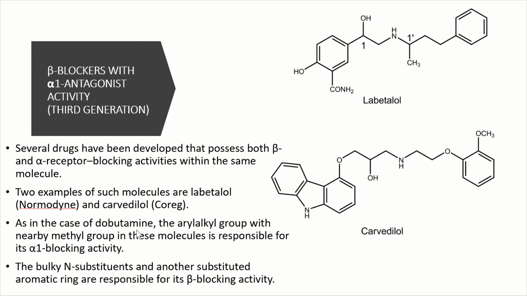So if you don't remember dobutamine, go back and look at the structure. The bulky nitrogen substituents and other substituents on the aromatic ring are responsible for its beta blocking activity. So we know this already. These are two examples of beta blockers with alpha 1 antagonist activity, and they are third generation.